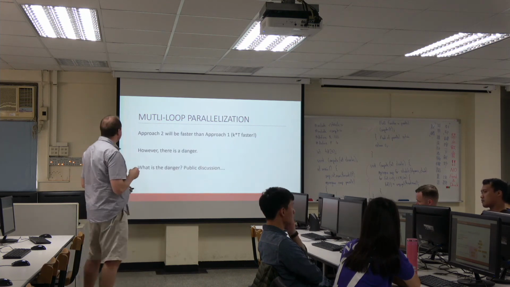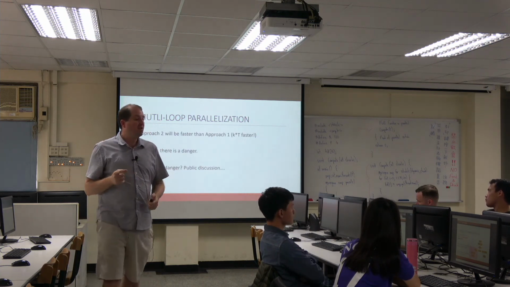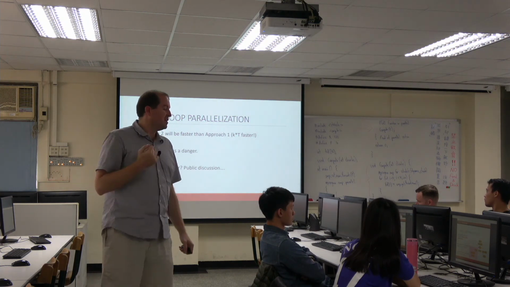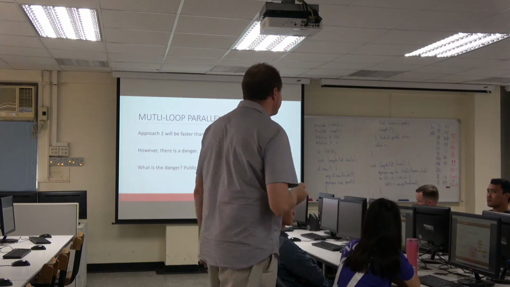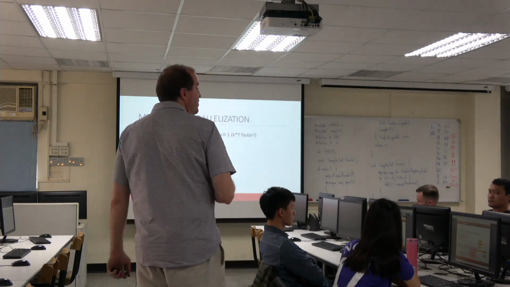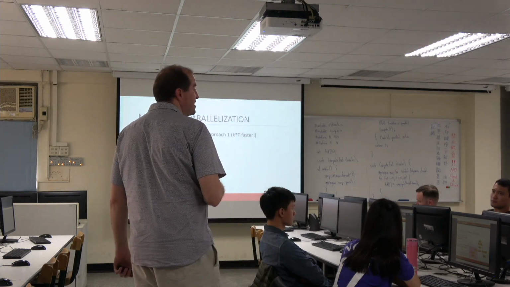Let's talk about this in a bit more detail. Approach 2, we only create threads once. We destroy threads once. This is the way to do OpenMP parallelization if we have nested loops. Never create threads and destroy threads willy-nilly.